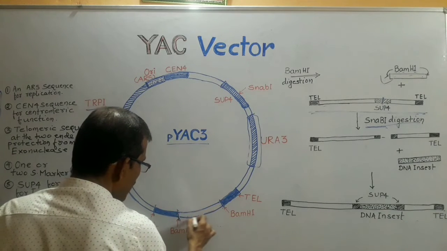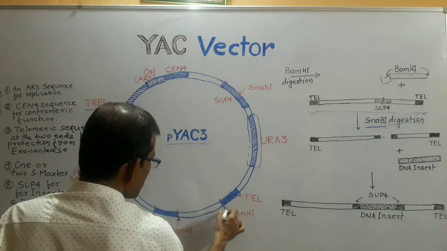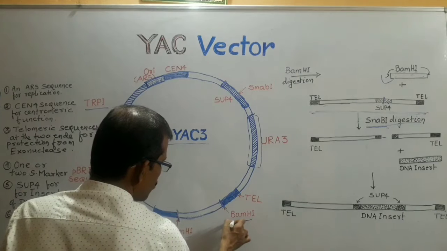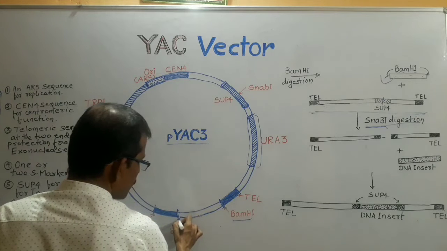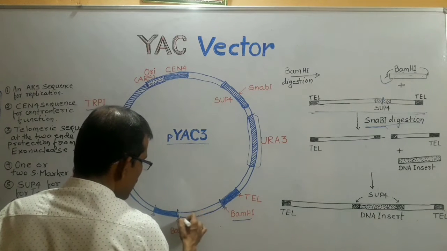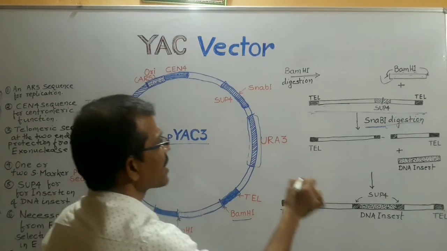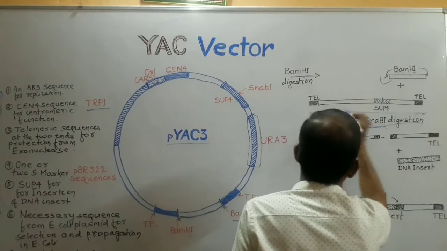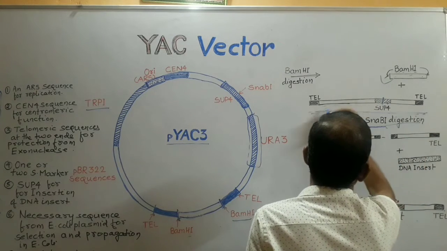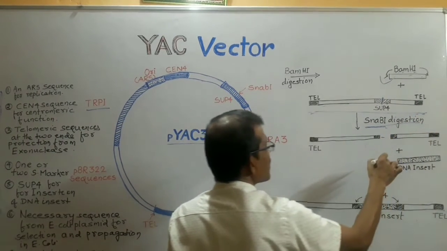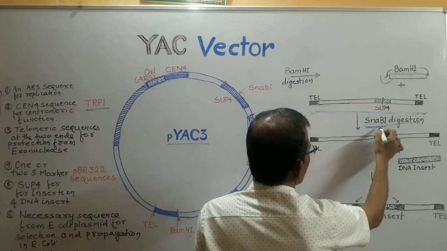This is the fragment that is necessary for circularization of the vector within E. coli, and this is the junction. BAMH1 restriction enzyme cleaves this circular vector at these two junctions. After that, this fragment is removed. So after that, this circular vector is transformed into a linear vector. This is the linear yeast artificial chromosome, and this linear vector is digested again by using another restriction enzyme known as SNAB1.